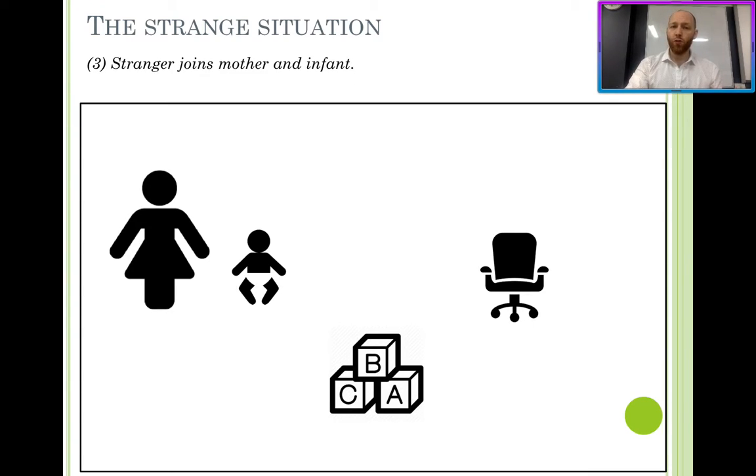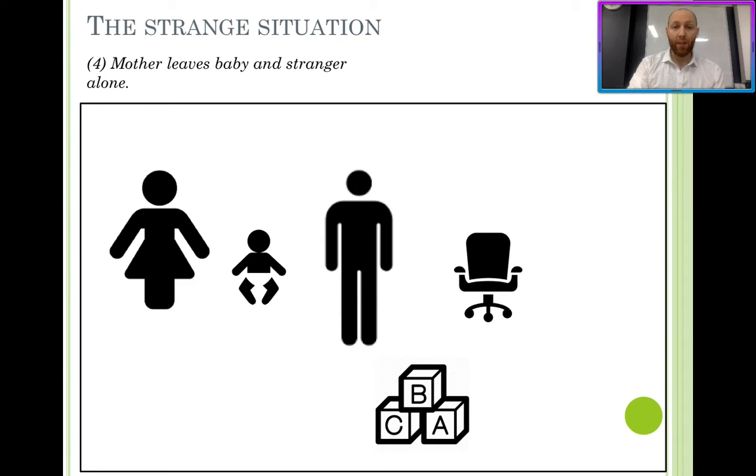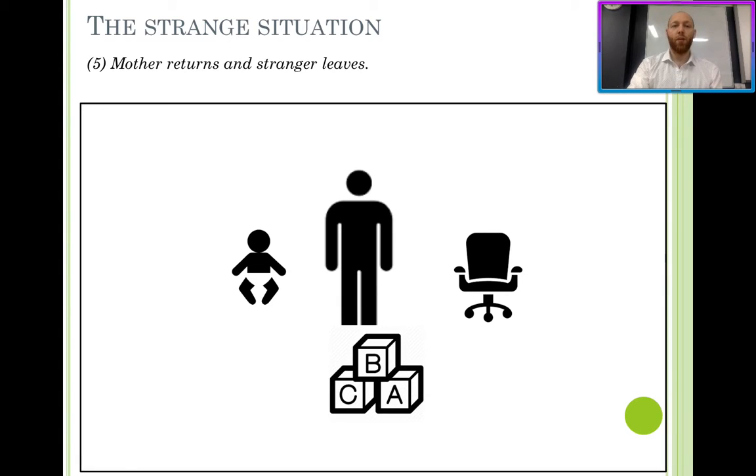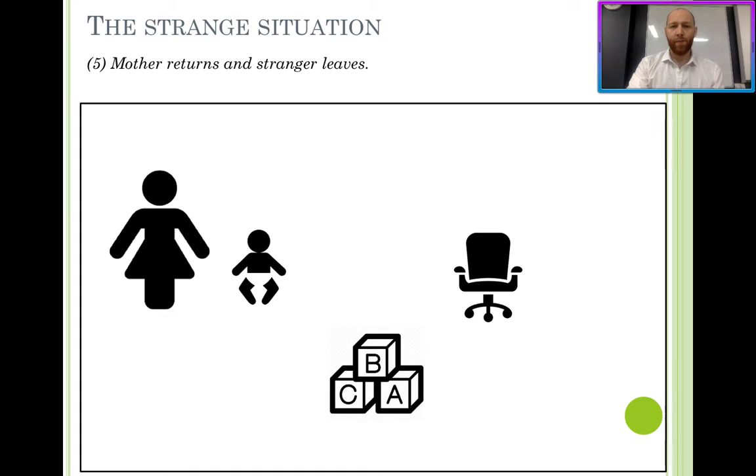Shortly after, a stranger enters the room and begins to talk to the mum and tries to interrupt the child. Mother leaves the baby and the stranger alone. The baby often becomes distressed at this point and the stranger will try to comfort the baby. Mother then returns and the stranger leaves.